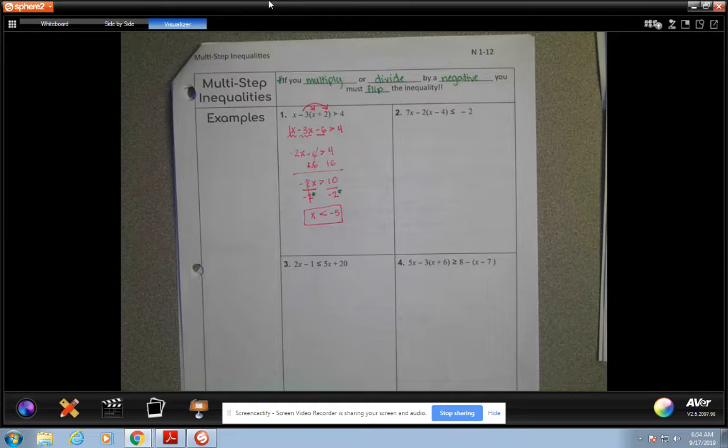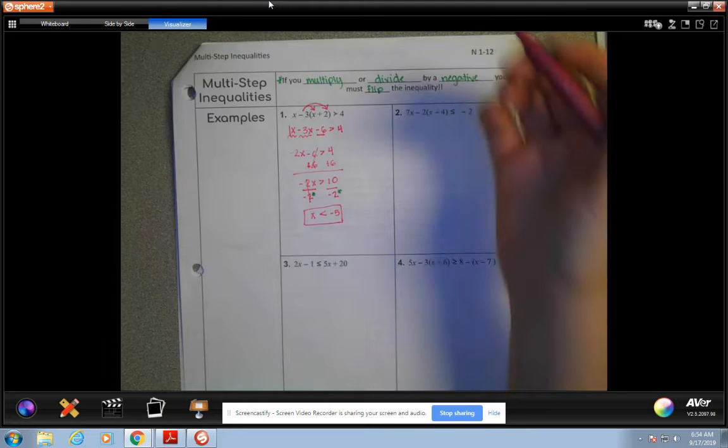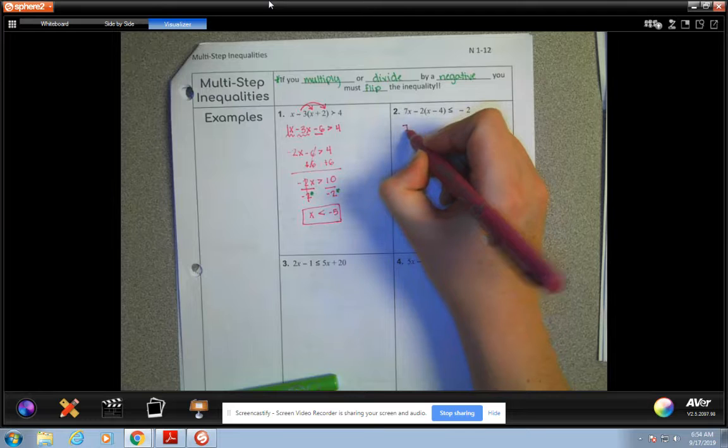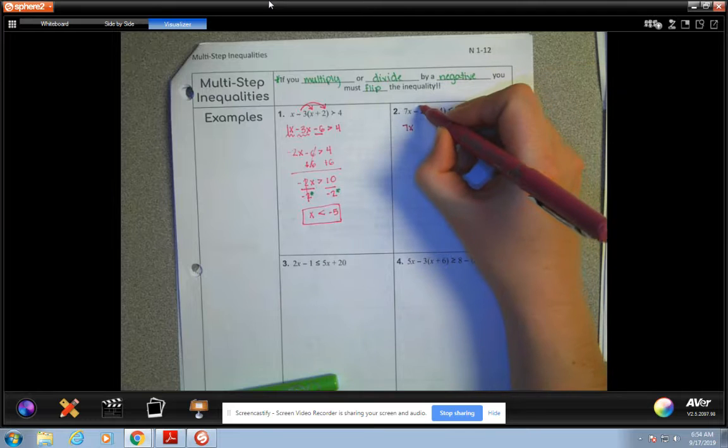All right, let's look at the next problem. Again, you want to work your problem left to right, looking for distribution first. Remember, your steps are distribute, combine like terms, and then you can start solving, which means to move stuff from left to right. So the first thing I'm going to do is go ahead and drop down my 7x, because I'm working left to right, drop it down, and then we're going to distribute this -2.